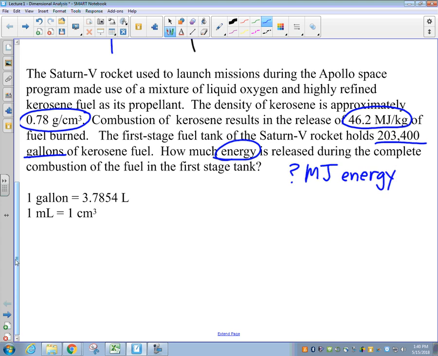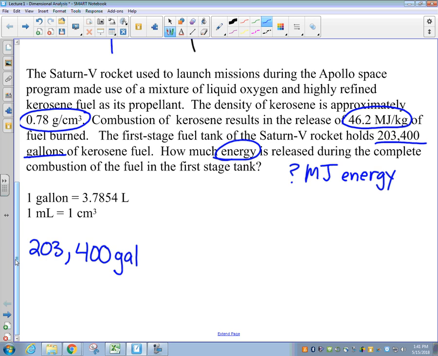The other thing that I want to look at is what my starting point is. So I'm looking to find my given. While we're given several different variables, our only given to start with here is the amount of kerosene fuel that we have in the first stage fuel tank. So we're going to start with the 203,400 gallons of kerosene fuel, and I'm going to abbreviate gallons here. Ultimately, we want to go from gallons of fuel into megajoules of energy released from that fuel as the energy is converted from the chemical potential energy into heat energy.